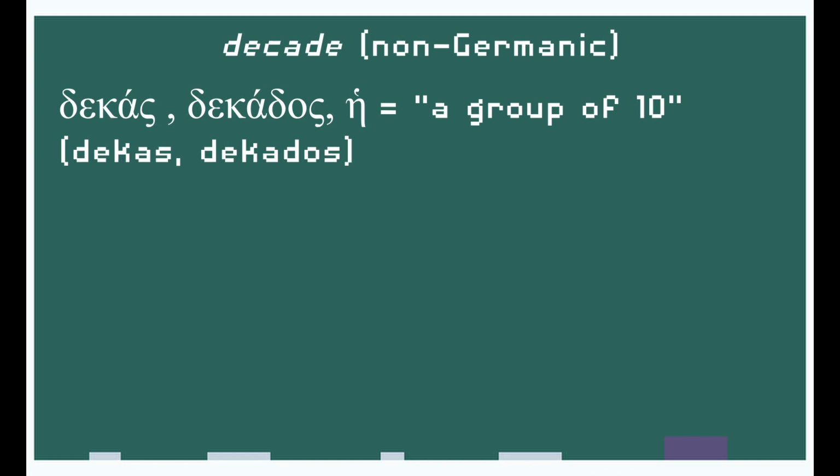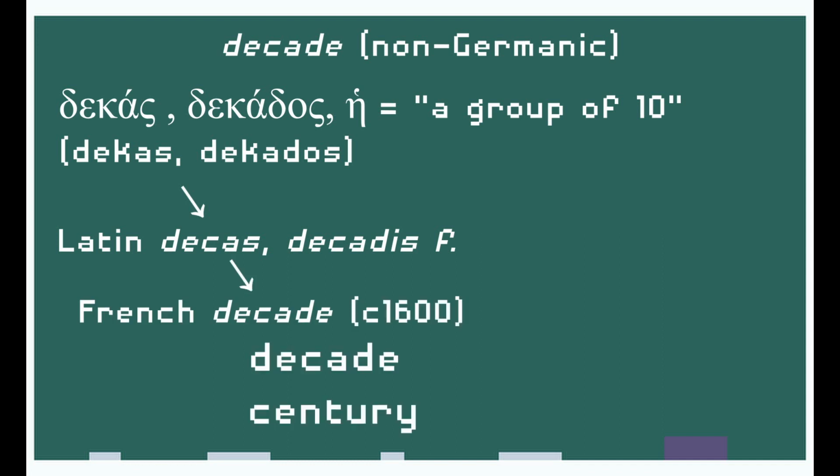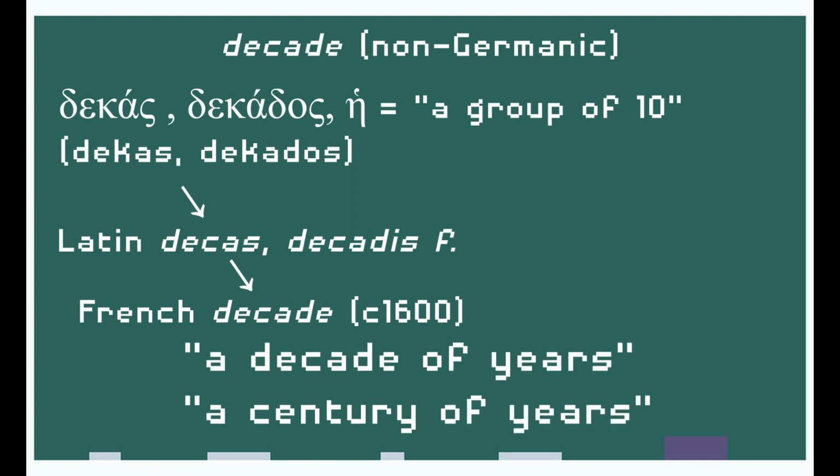Now the word did get Latinized to decas, and then comes through French to arrive in English as decade in the 1600s. Both decade and century were used in English with the phrase "of years" for a long time before the words themselves soaked up that meaning and made the distinction redundant.